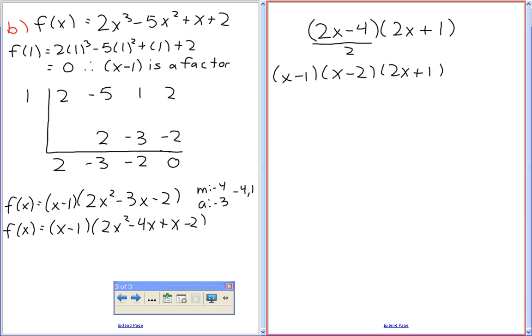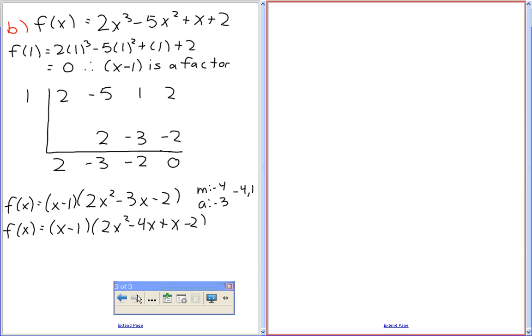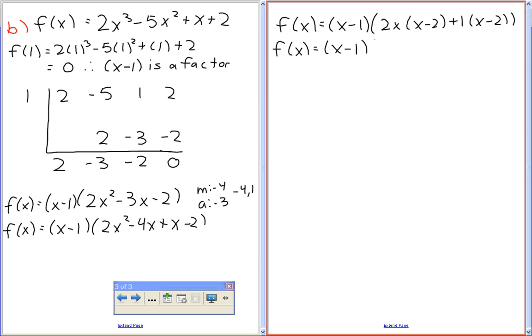I like Dakota's method, to be honest, because I taught Dakota before. If you want to see it, the website will be there for you. I'm sorry, I'm too enthusiastic. So this turns into 2x bracket x minus 2 plus 1 bracket x minus 2, which is f of x equals x minus 1, x minus 2, and 2x plus 1.